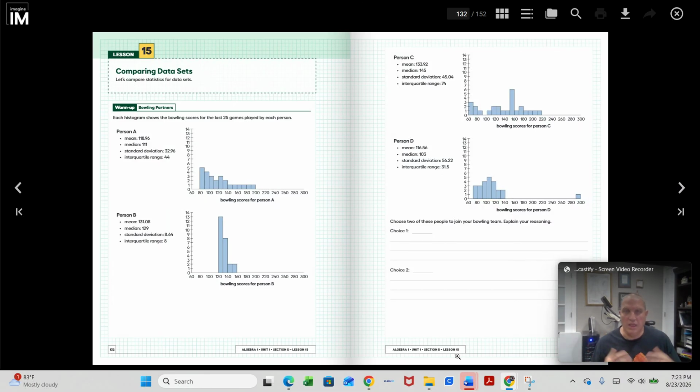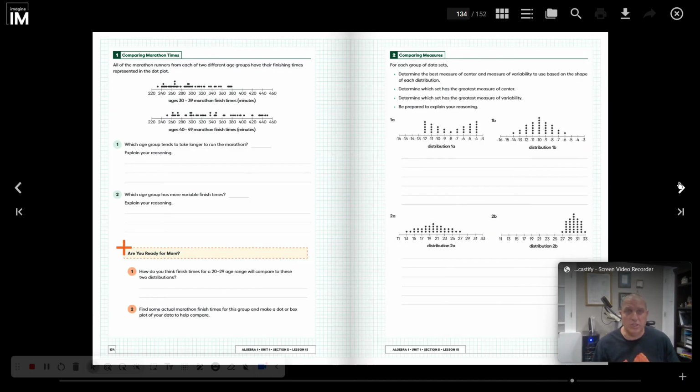And so I love this warm-up that they start out with. I think that when you look at this data and you have to make a choice about maybe two different people that you're going to pick for a bowling team, I mean, it really gets at all of the different statistics that we're looking at. So really like it.